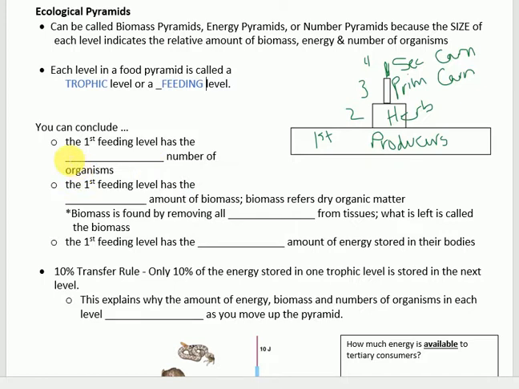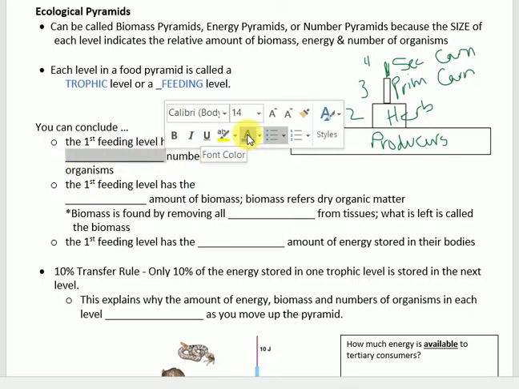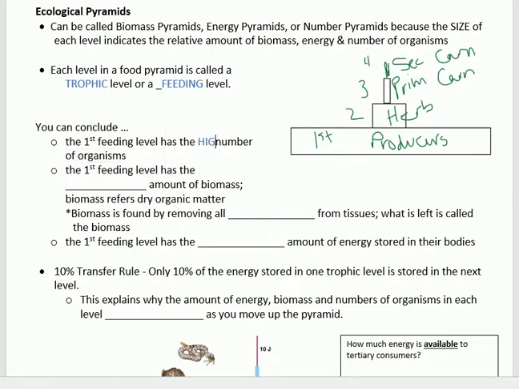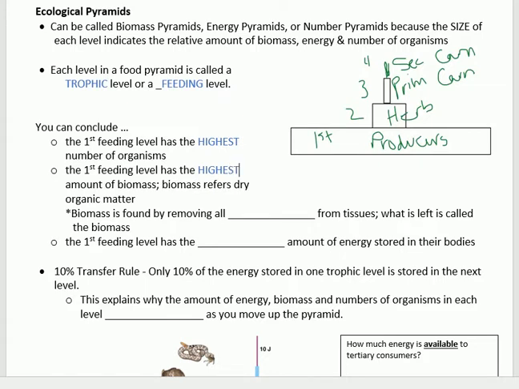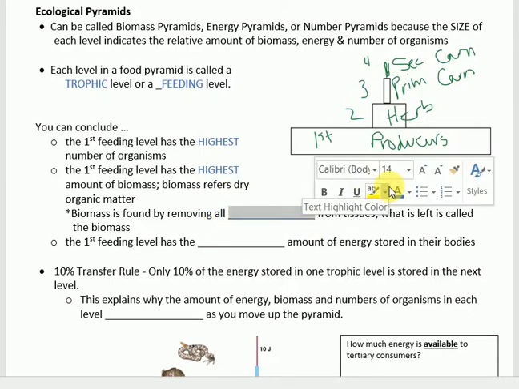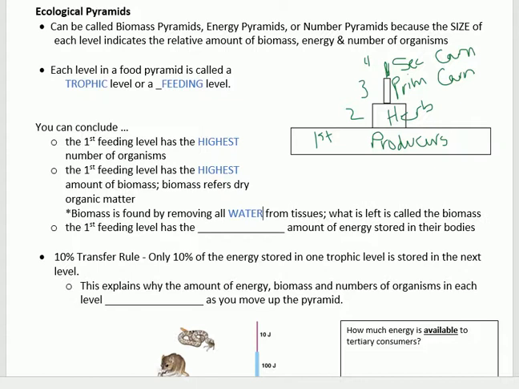So we can conclude that the first level is going to have the highest number of organisms based on the shape. The first feeding level will also have the highest amount of biomass. And when we say biomass, we're referring to dry organic matter. So if we remove all of the water from tissues, what's left is called the biomass.